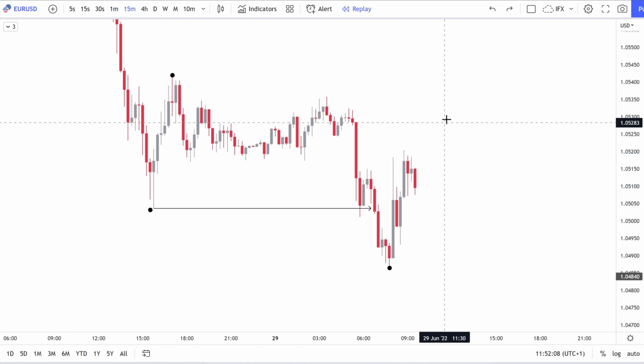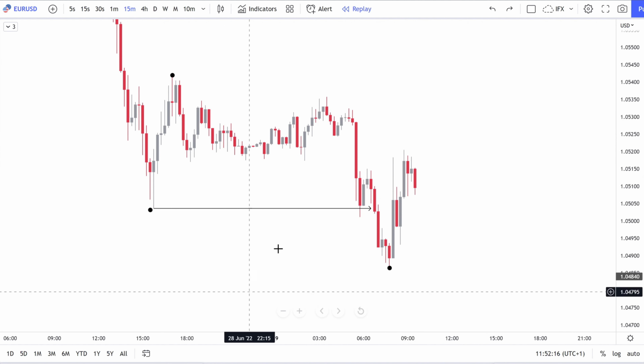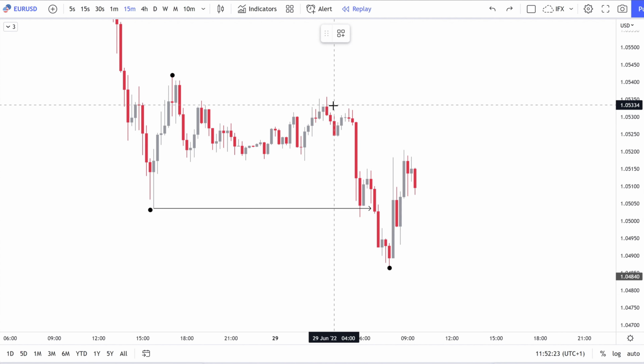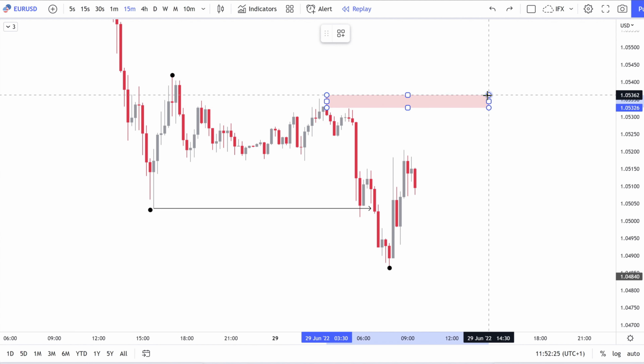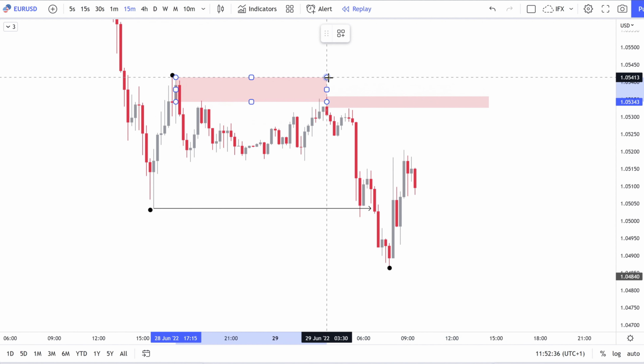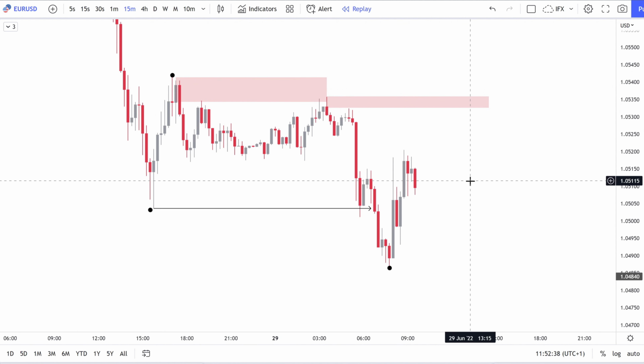Now, having identified structure and the range that I'm playing within, the next thing I'm focused on is my supply and demand. In this instance, price could potentially come into this sort of refined zone in here. It could come into this refined zone, which has created some sort of chain as such.